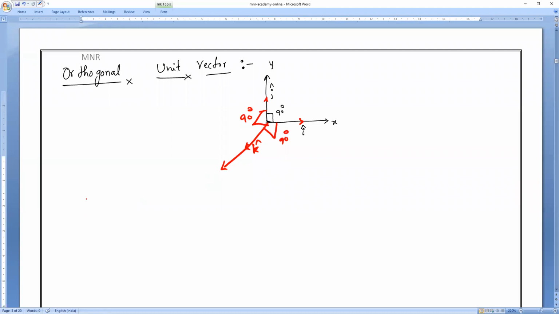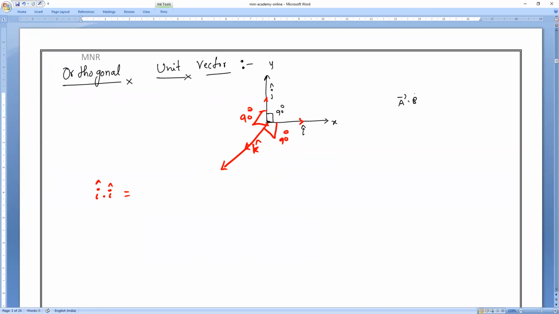Now, for example, let me find I cross I. Tell me, what is the angle between I and I? Everybody, both are parallel. Let me find it, Rudresh, don't say 0 yet. What is the angle between them? 0, correct?